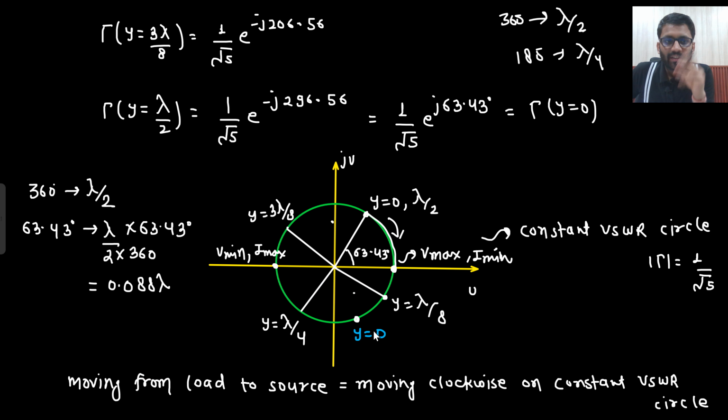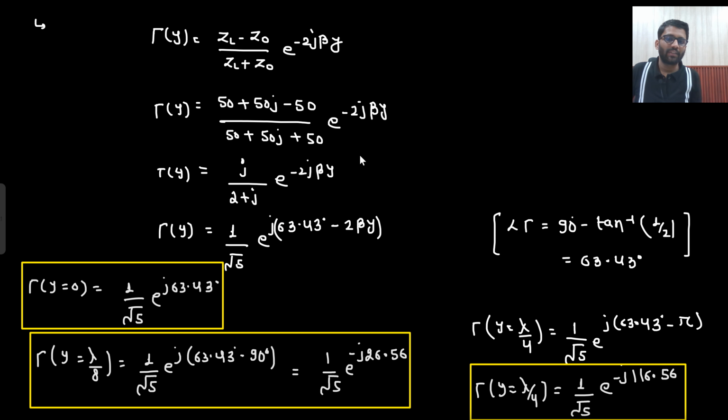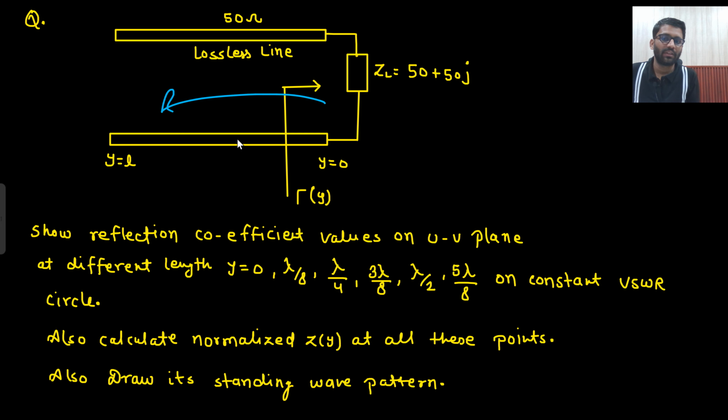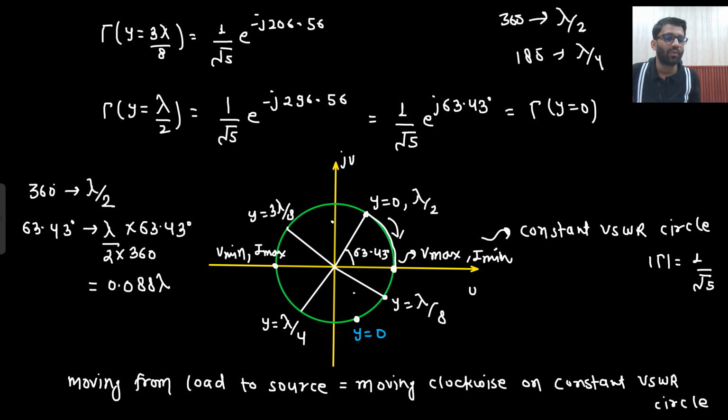Now in which direction do I need to walk if I am walking towards the source on the transmission line? In which direction do I need to walk on the constant VSWR circle? Clockwise, right? Because movement from load to source is equal to movement clockwise on the constant VSWR circle. So this was my y equals to 0.